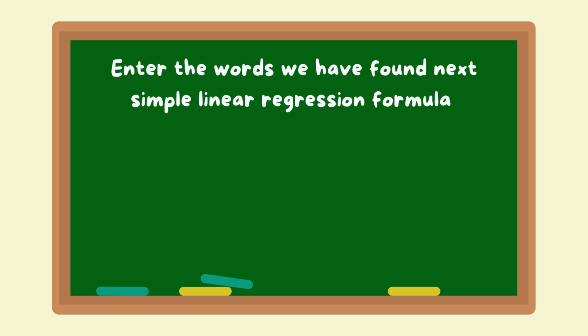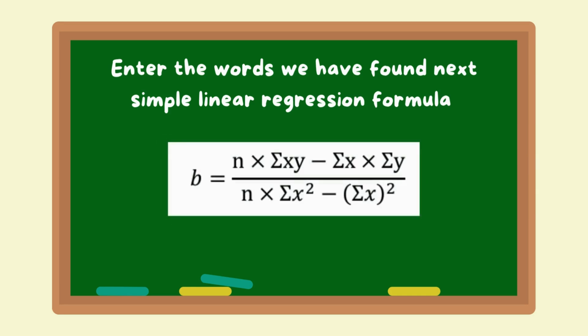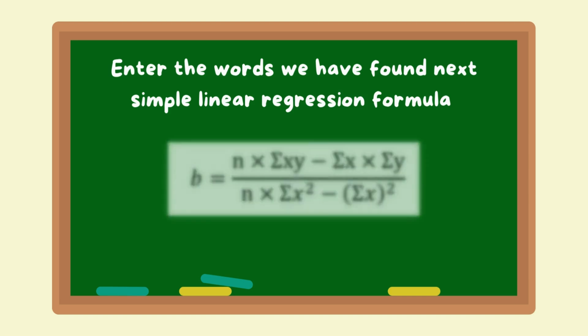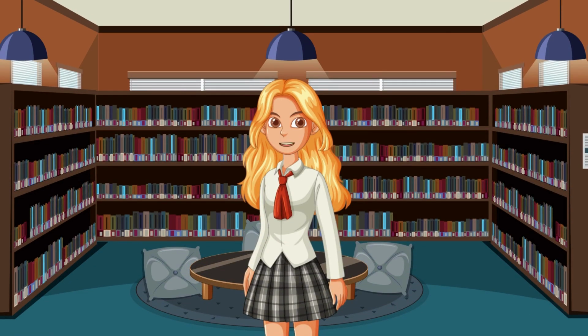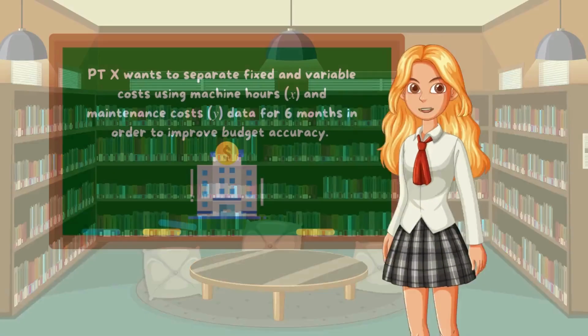Let's begin with calculating b. The formula is n times the sum of x times y, minus the sum of x times the sum of y. Then, divide that result by n times the sum of x squared, minus the square of the sum of x. Next, we calculate a. The formula is the sum of y minus b times the sum of x, all of that divided by n. For further understanding, let's look at the following example problem.